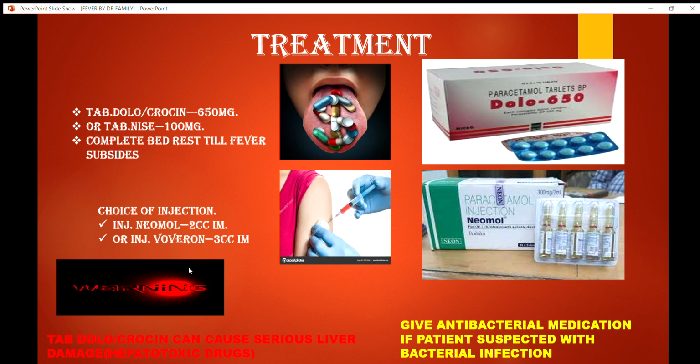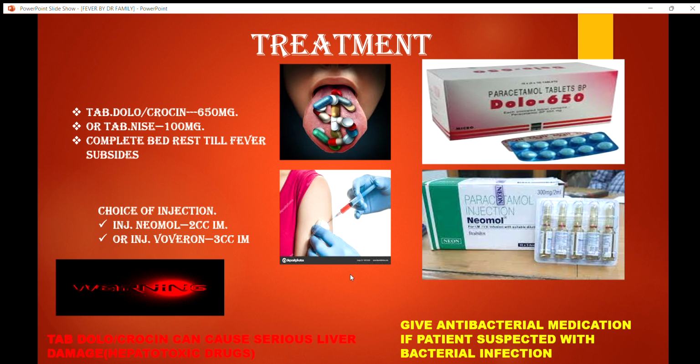And one more important thing you should notice in that box, check that. Paracetamol or NSAIDs, mainly paracetamol, is an analgesic, antipyretic, and low anti-inflammatory drug. It can cause severe liver damage. That is nothing but a hepatotoxic drug. So we should limit the use of the drug because it is hepatotoxic.